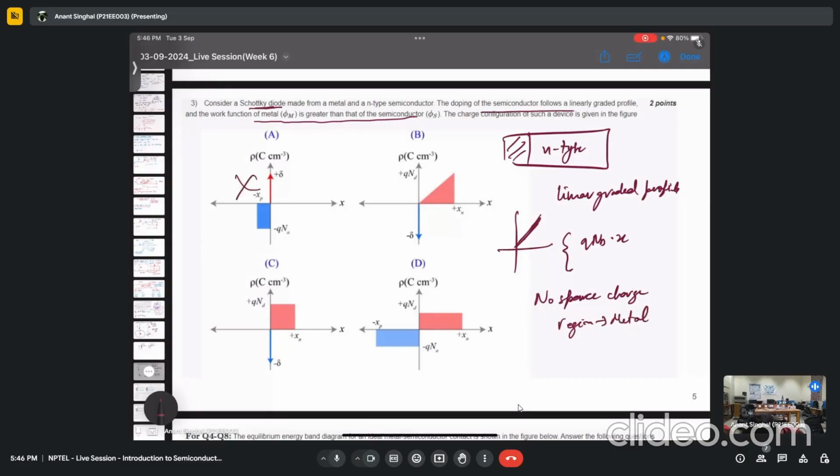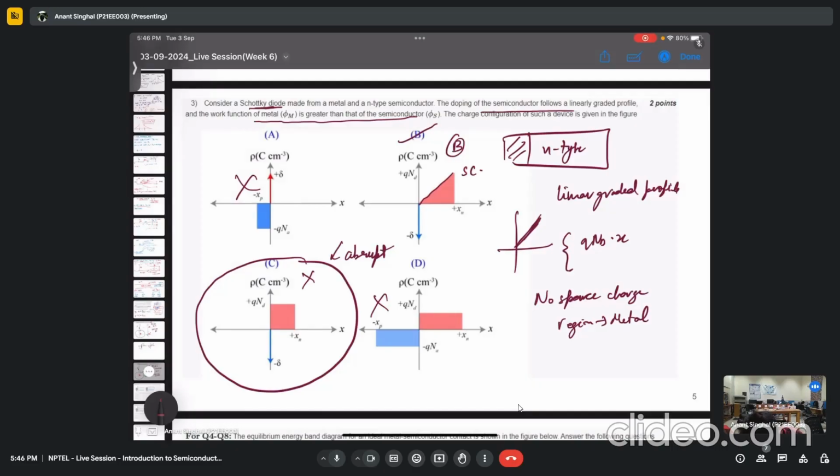So this is not correct, this is not correct. Again, this was the case when we had the abrupt profile. So the answer would be option B, because we have a linearly graded profile at the semiconductor and there's no space charge region at the metal side. So I hope this is clear to everyone. This is very easy too. Is it clear? So what could be an explanation for the sudden rise in charge at origin?